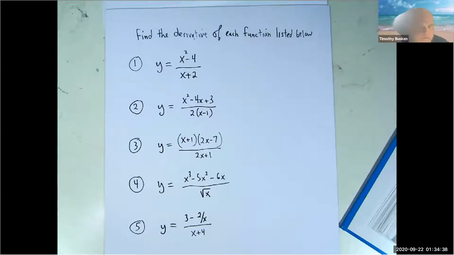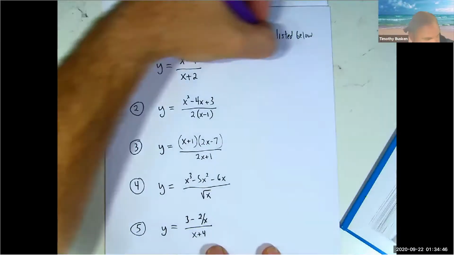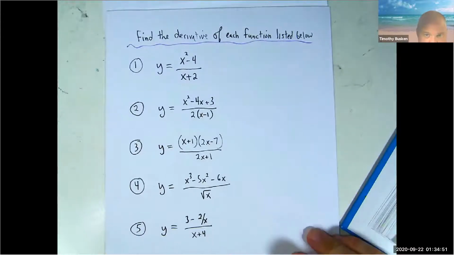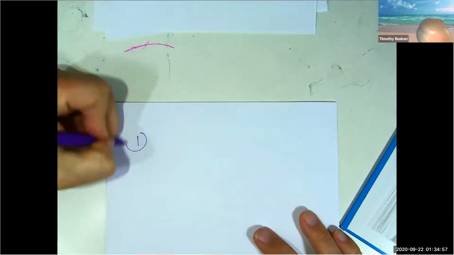Okay, so here's a list of 5 more functions, and they all look like they're quotients. And we want to find the derivative of each one of these functions. So you might want to take a minute to write these down or pause the video here. Let's go ahead and take a look at the solution to the first one.